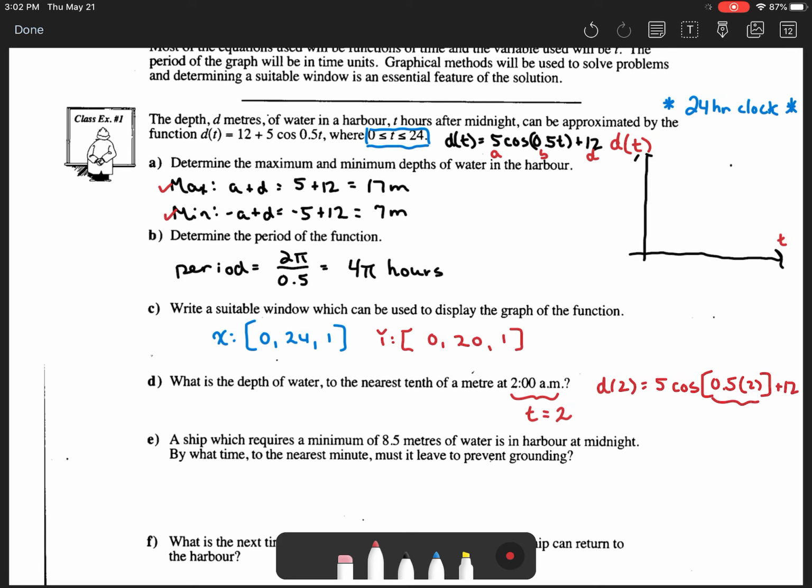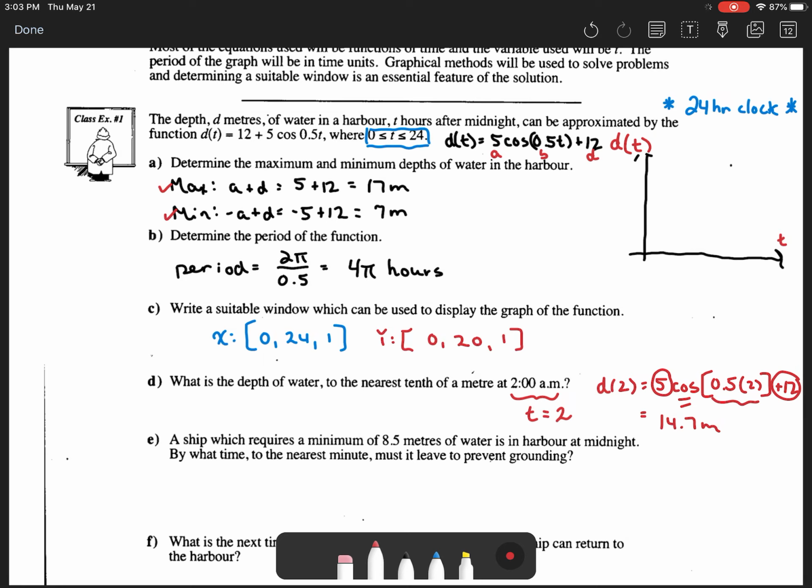So how do we do that? We have to do this first, then go cosine of that value, multiply by 5, and then finally add 12, okay? And when I do that to the nearest tenth of a meter, I'm going to get 14.7 meters. So try that, make sure you can do it. Again, your calculator should be in radian mode at this point.